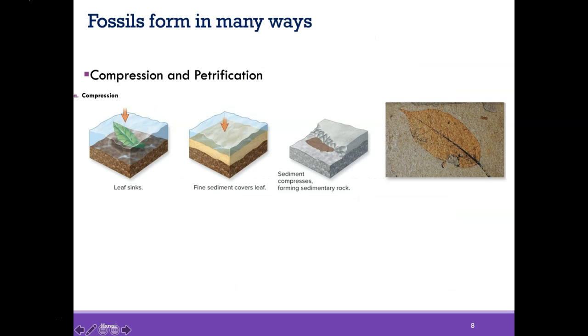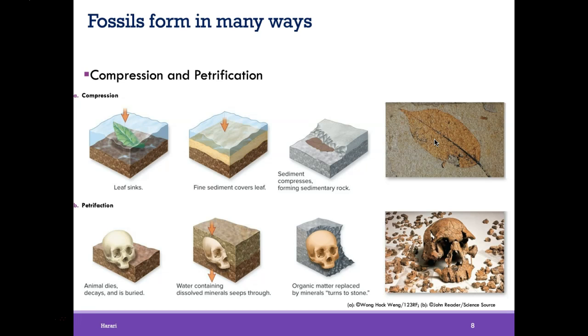So now I want to discuss a few ways in which fossils may form. One way, like we've just seen in the case of fossil fuels, is compression, where some kind of organic matter like a leaf sinks and sediment covers the leaf. And once that sediment compresses, it forms into rock. So you're compressing this leaf into rock, basically. So you're compressing it. That's how natural gas and coal was formed.